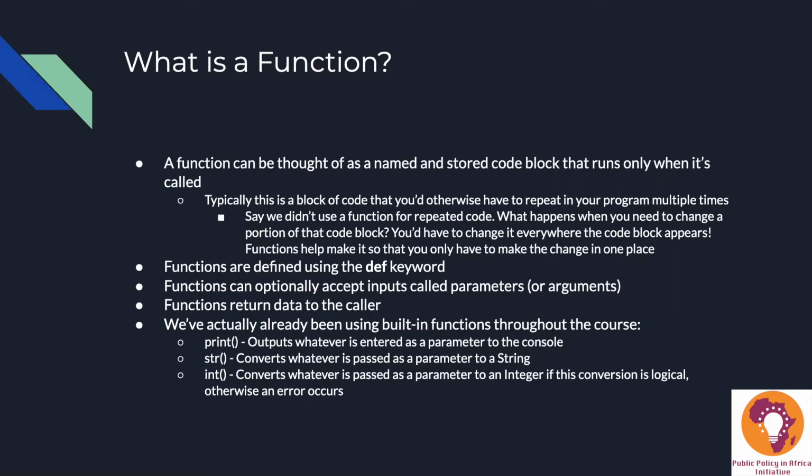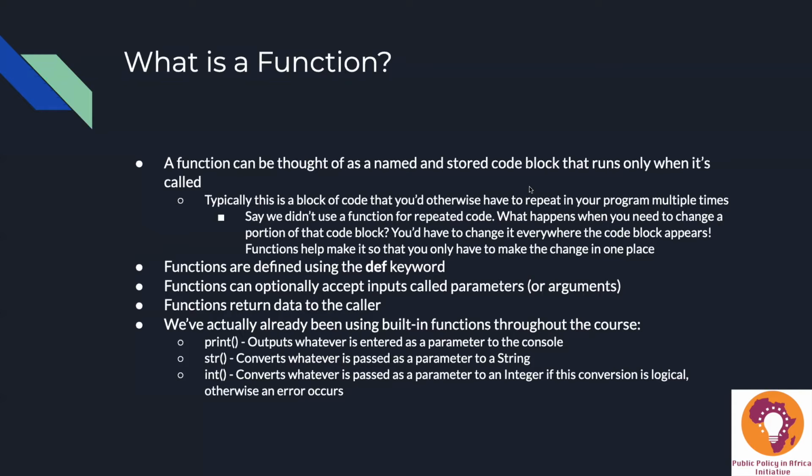And thinking about that situation where you might have to repeat the same code block multiple times in your code, say we didn't use a function for that repeated code. What happens when you need to change a portion of that code block? Say you go through and you realize, oh, I put a bug in here. I need to fix this. What do you have to do in the case that you have repeated code blocks throughout your Python script? Well, you're going to have to go through and change it everywhere that the code block appears.